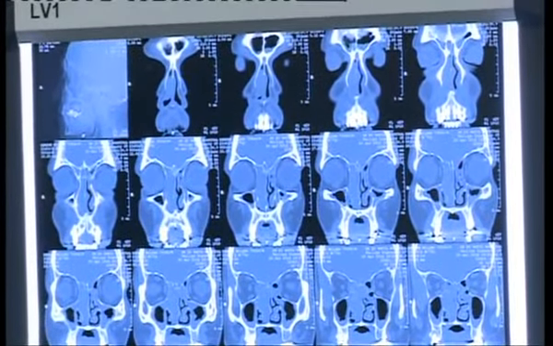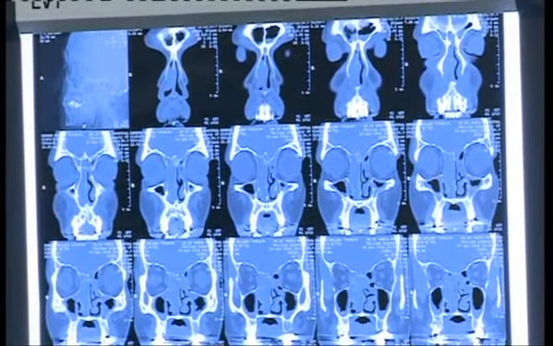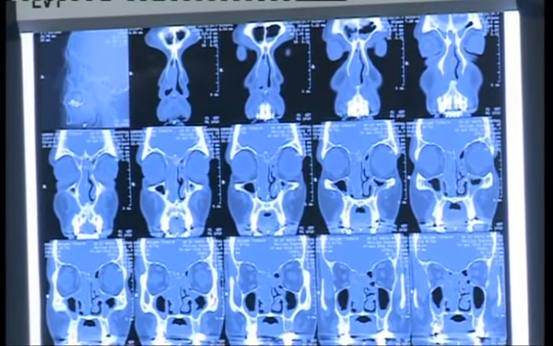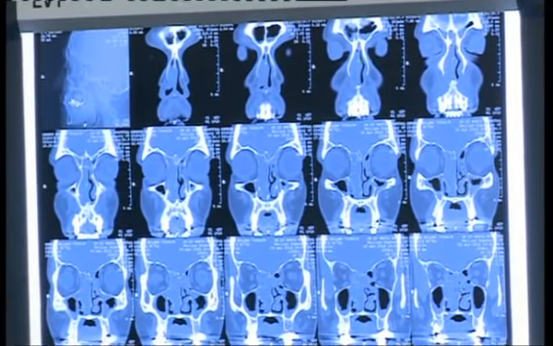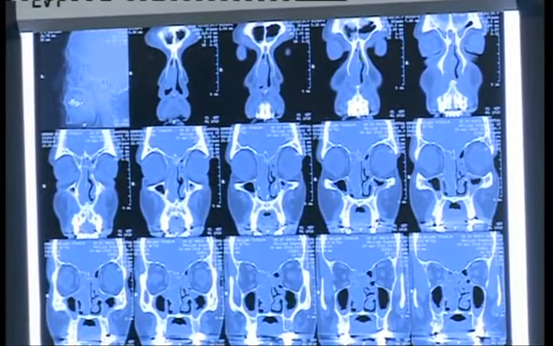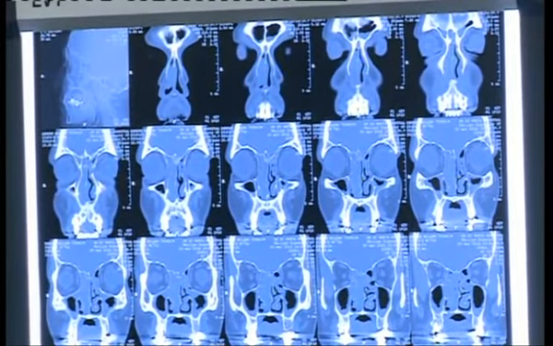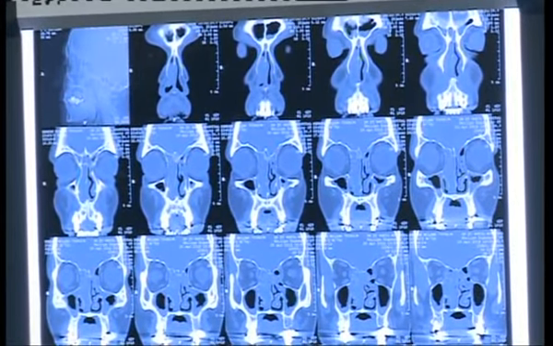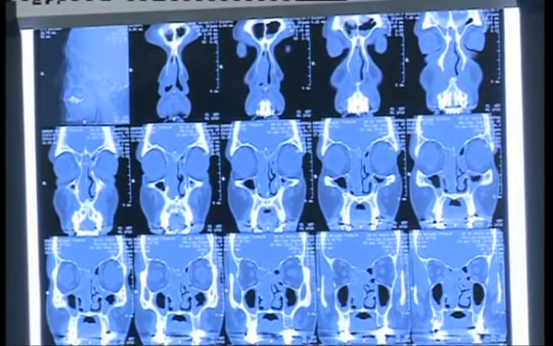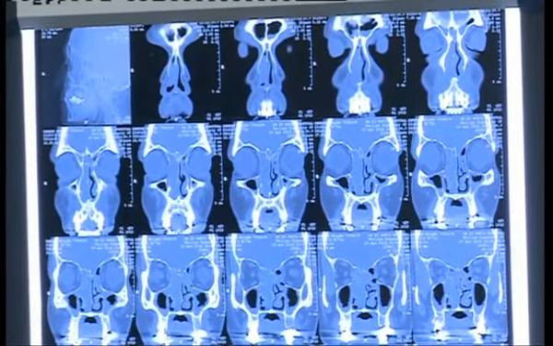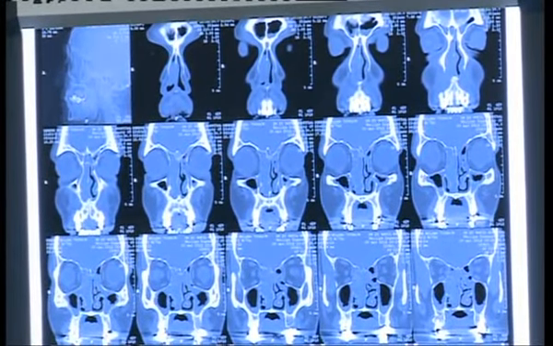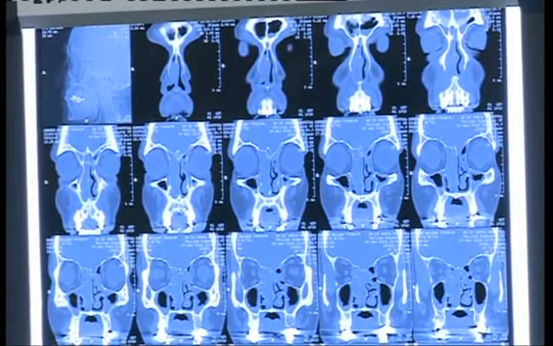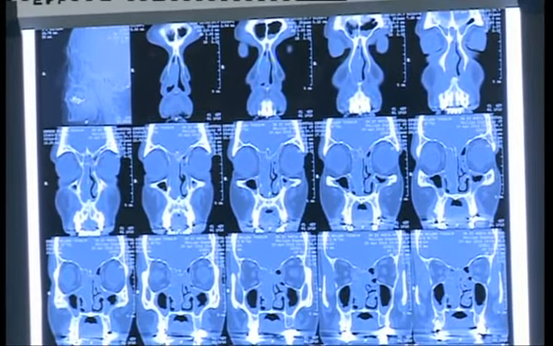The kind of CT scan which I order, if the patient comes to me primarily, is a less than 1 millimeter thick slice multiplanar axial, coronal, sagittal scan in both bone and soft tissue window. Like we have our own CT scan in our hospital, we get 0.625 mm slices. So you don't miss anything. Any structure less than 0.625 millimeter in thickness, we can miss.